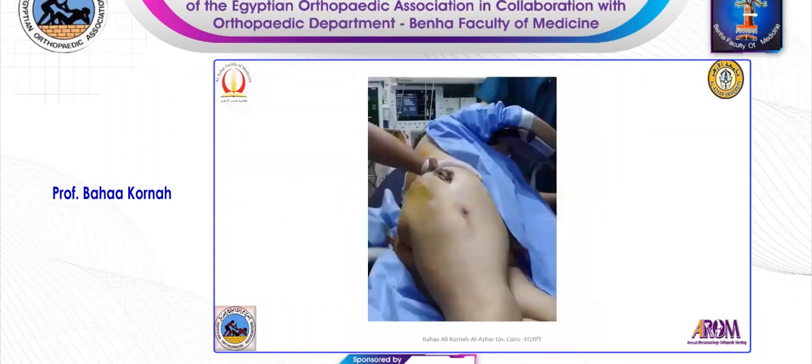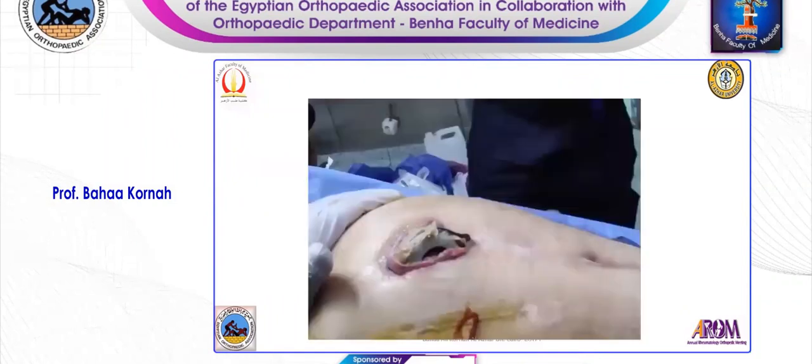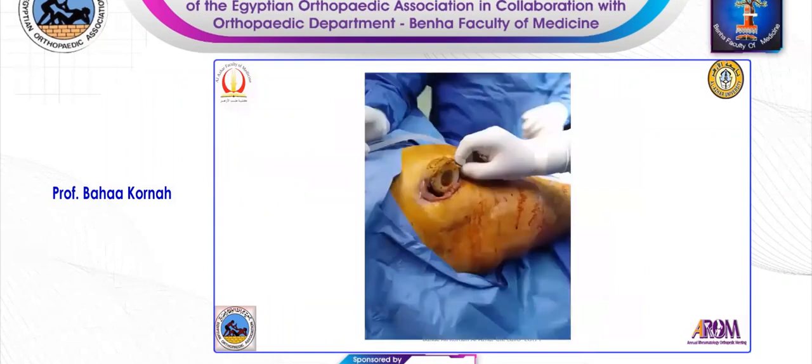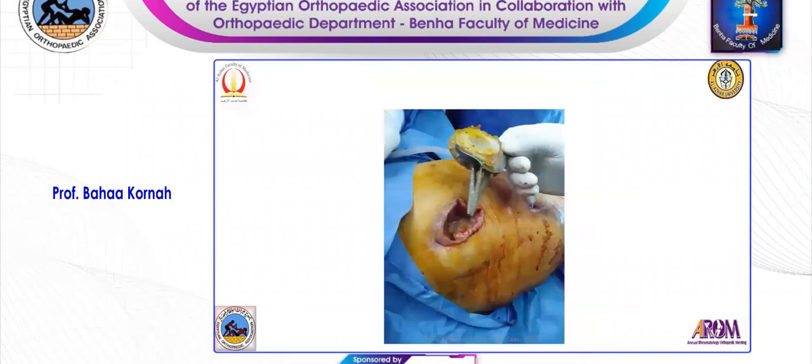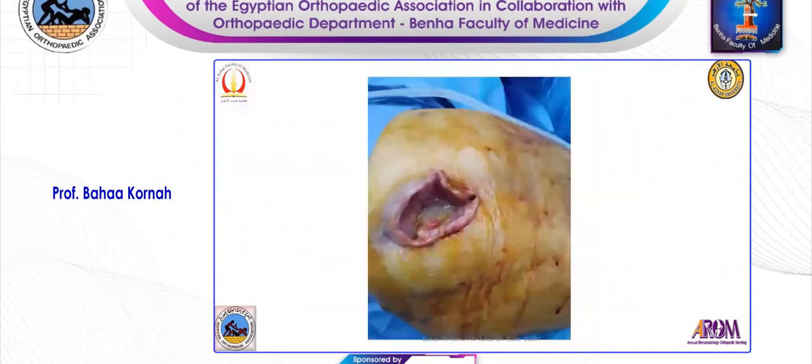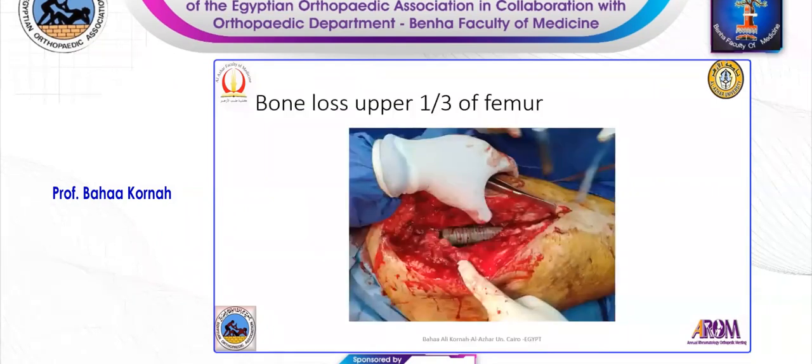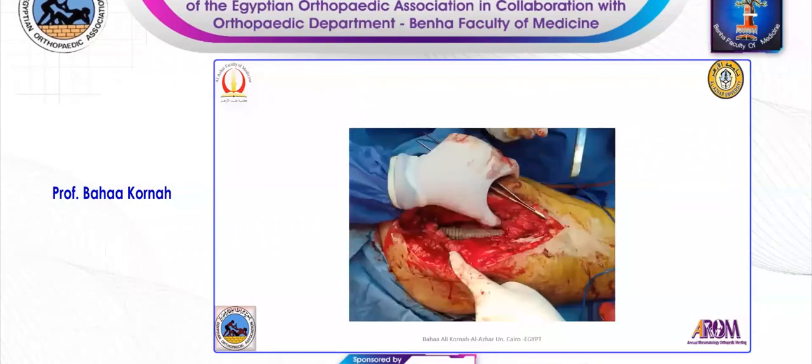You can see that the cup was penetrating and went through the skin and subcutaneous tissue, and the cup was easily removed by hand. The cup came out with the screws, and you can see the infection. We started debridement, and we found bone loss of up to a third of the femur.